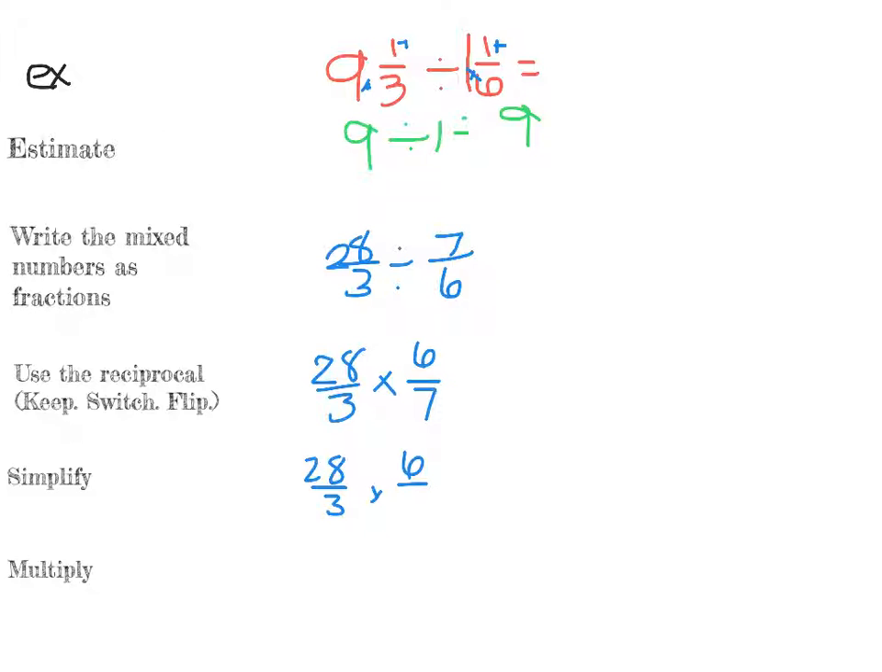Oh, I wrote that number wrong. Sorry. There we go. 28 and 7 share a factor of 7. 6 and 3 share a factor of 3. Now I'm going to multiply. I have 4 over 1 times 2 over 1. 4 times 2 over 1 times 1 equals 8 over 1. So our answer would be 8.